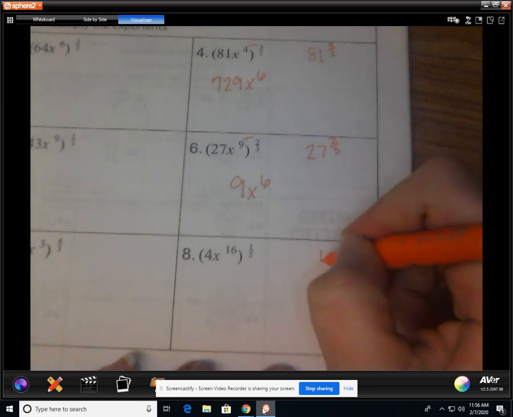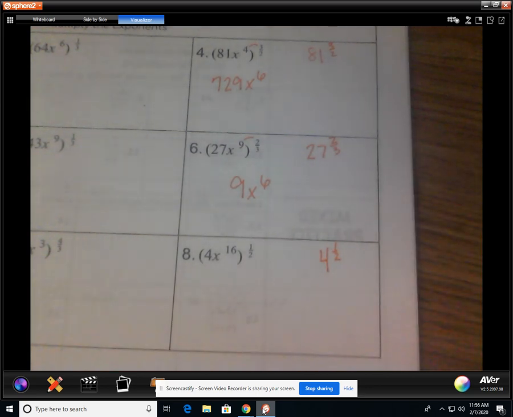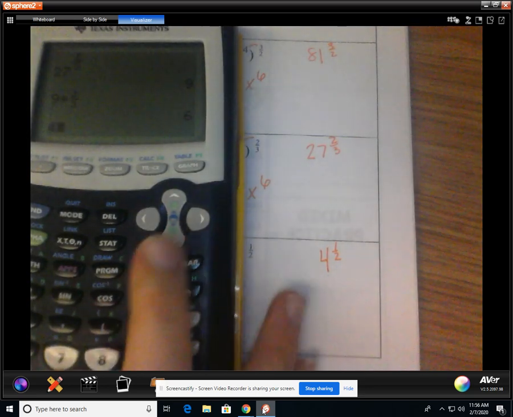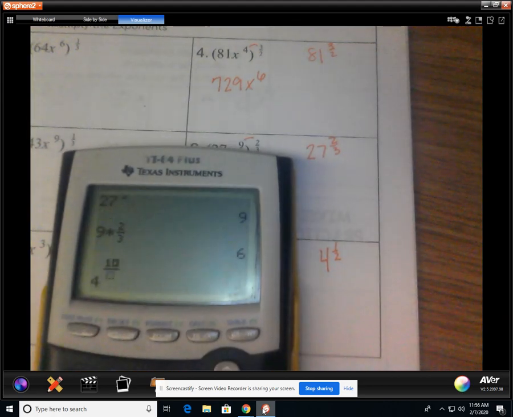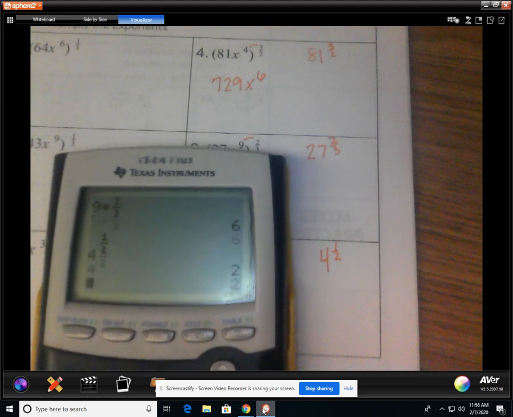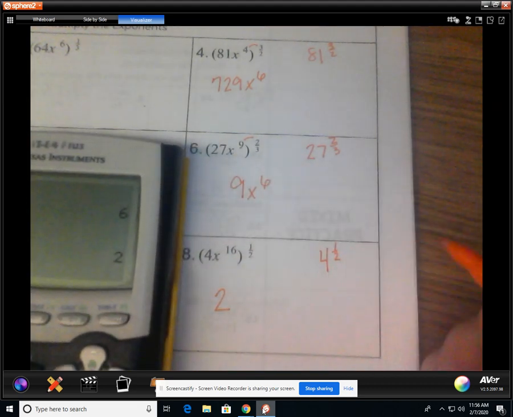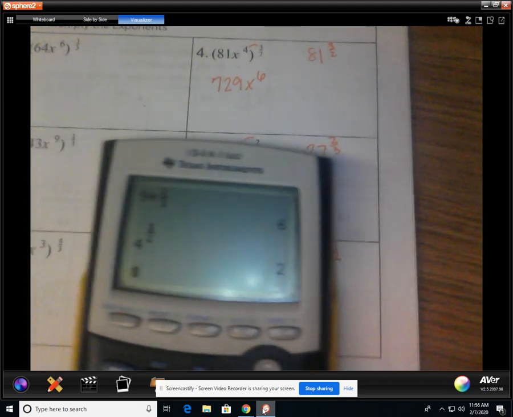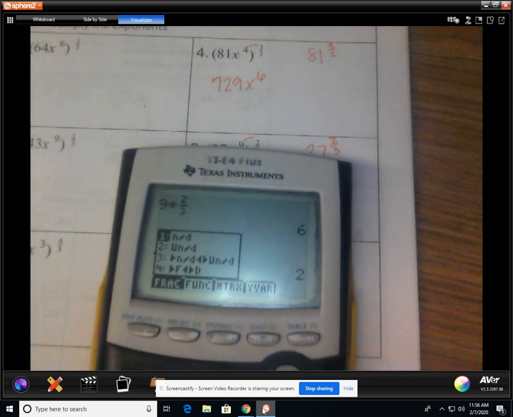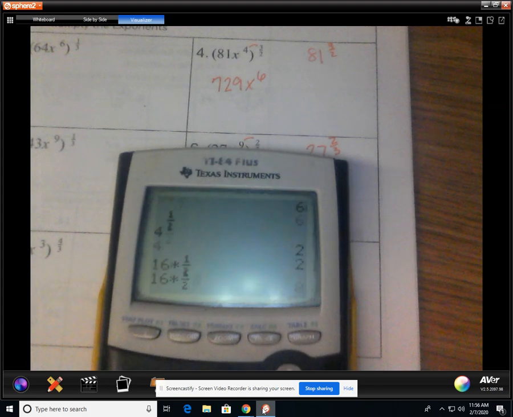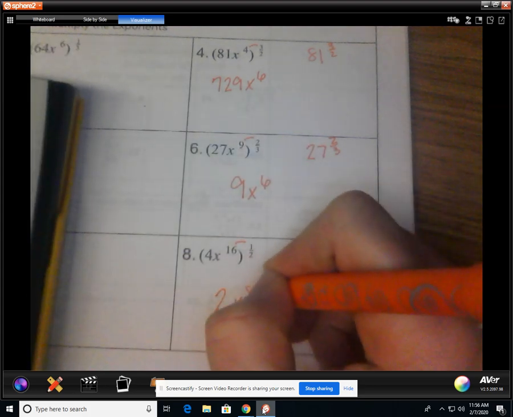So the first thing we're going to do is we're going to take 4 and we're going to go to the 1/2 power. So in my calculator, I'm going to take 4 to the 1/2, and 4 to the 1/2 is 2. And then I take 16 and multiply it by 1/2. And that gives me x to the 8th.